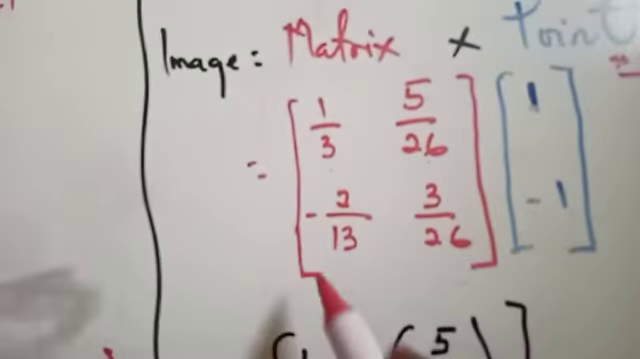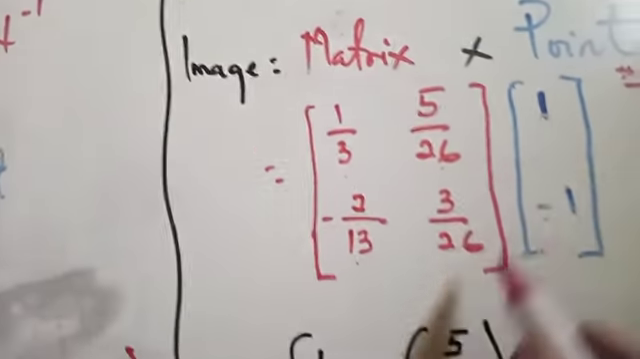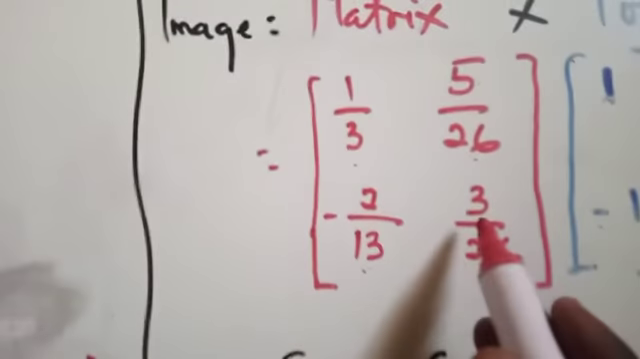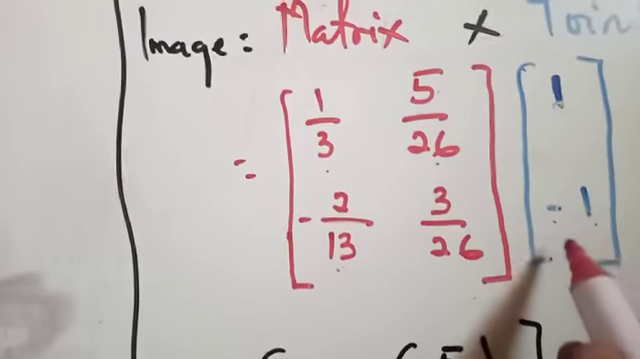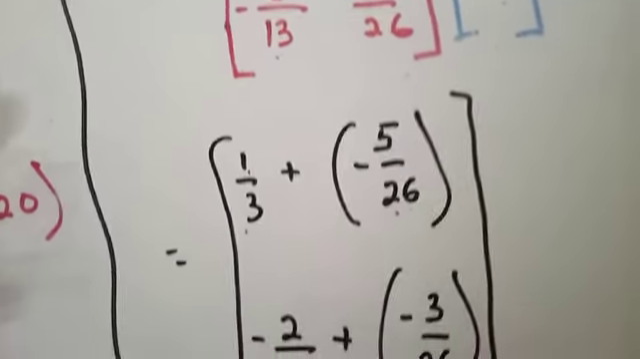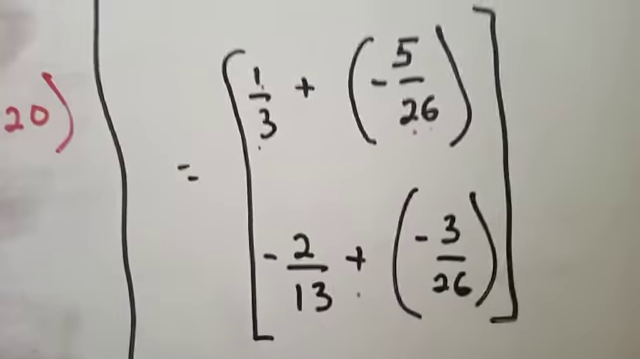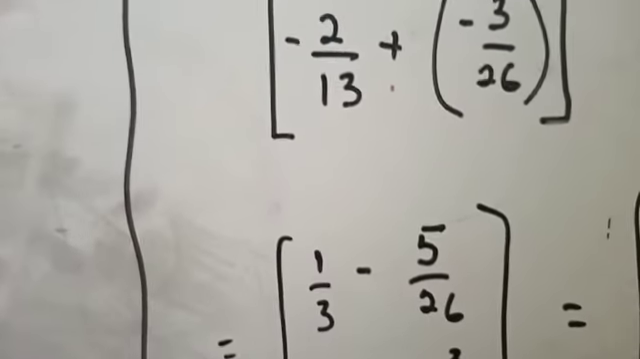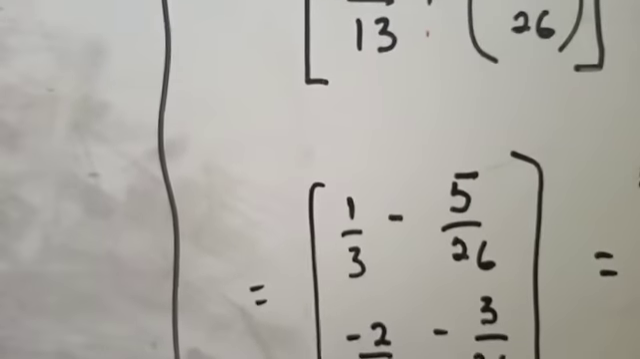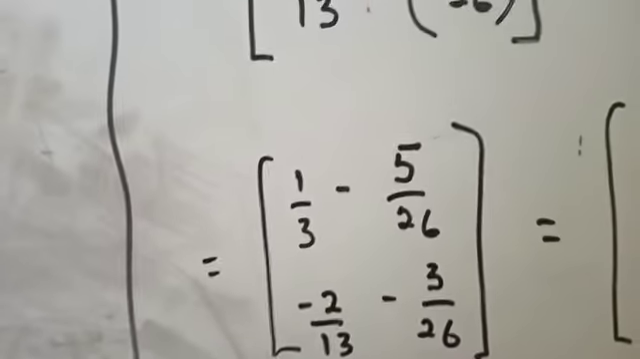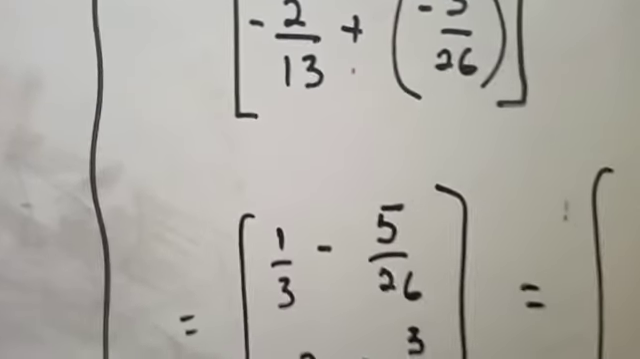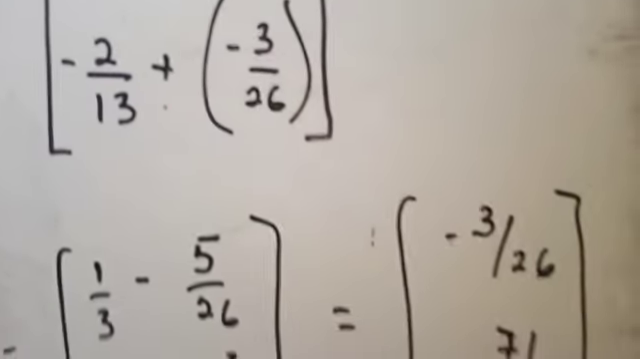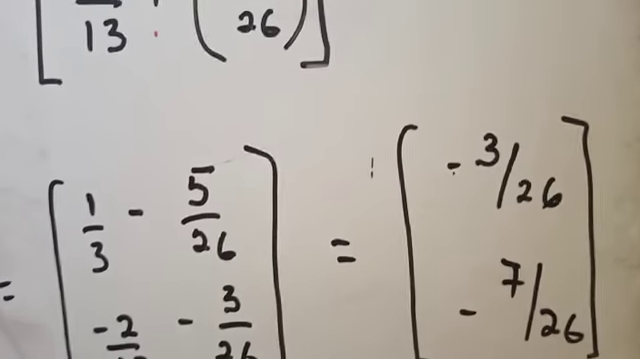Okay, the same thing applies to the down one. So negative 2 over 30 multiplied by the top one here. That will give us a negative 2 over 30, and then plus we have 3 over 26 multiplied by negative 1. So we have 3 over 26. If you combine these two, you're going to have 1 over 3 minus 5 over 26, and then you have a negative 2 over 13 minus 3 over 26. So just do the subtraction. If you do it very nicely, you should have your answer to be negative 3 over 26, and then 7 over 26.